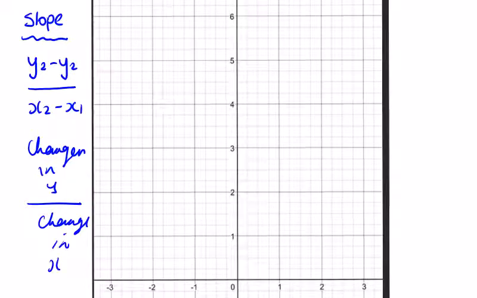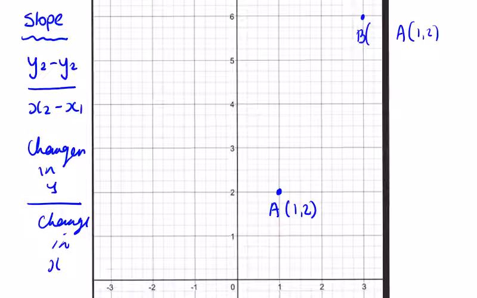So if I take 2 points here, if I take the point 1, 2 and the point up here 3, 6, so I've got the point A 1, 2, and I've got the point B 3, 6.